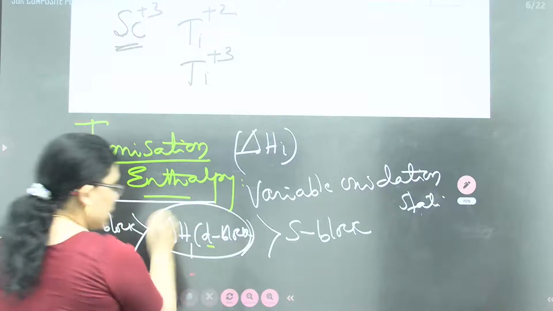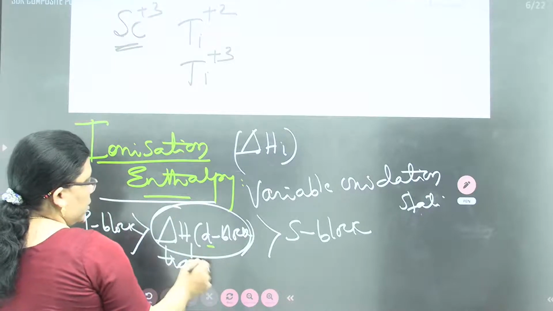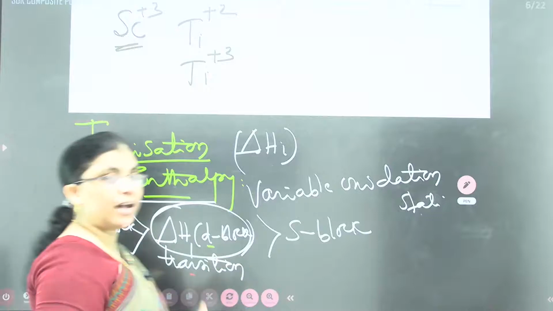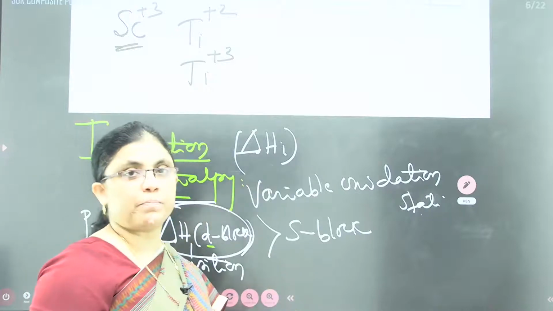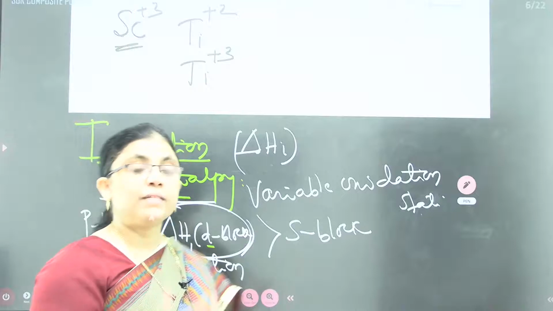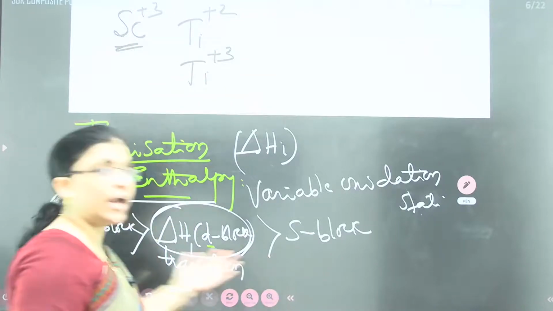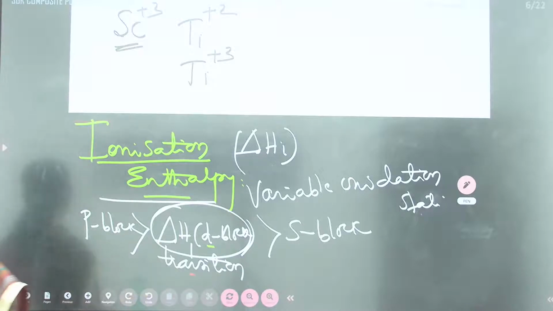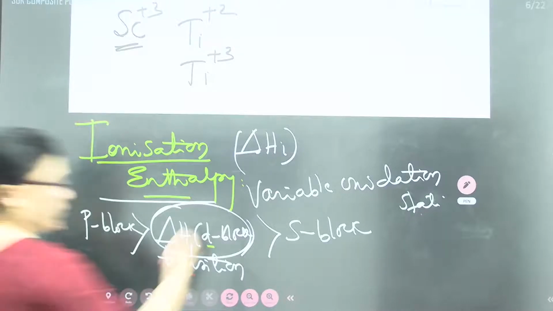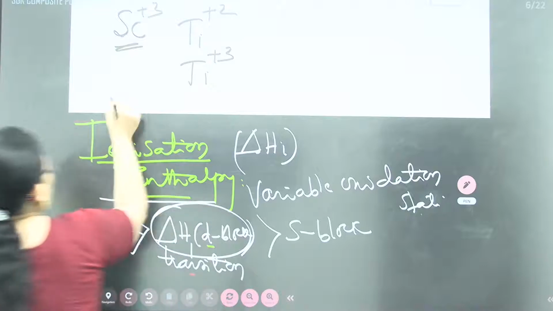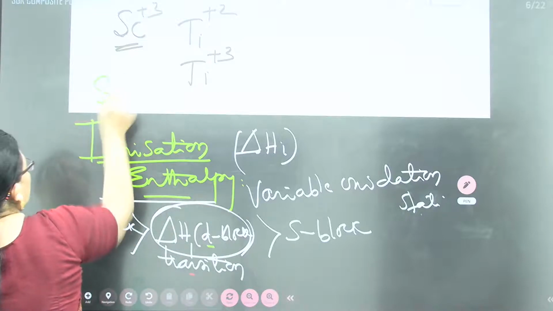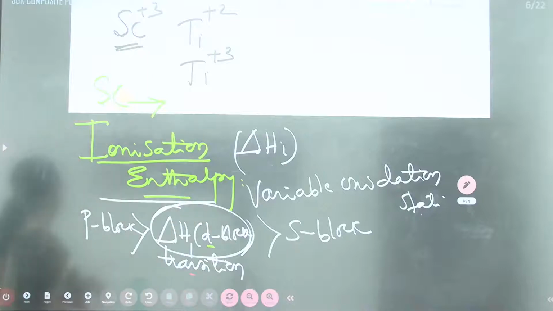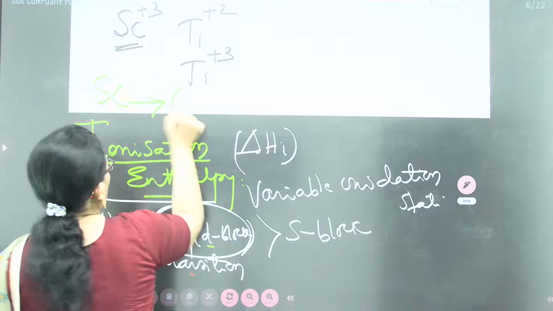Whenever we are dealing with the d block, the d block elements are treated as transition elements. The name itself indicates that transition elements lie between s and p. When they lie between s and p, their characters also lie between s and p block elements. With respect to ionization enthalpy, scandium will show about 631 kilojoule per mole.